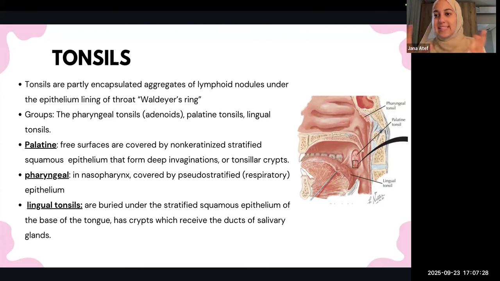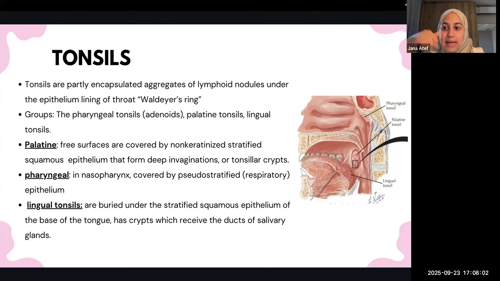So basically know that tonsils are not going to be found in your fingers. Tonsils are only found at the entrance of your throat, in the epithelial lining of your throat. Right underneath the epithelial lining are the tonsils, and the area itself is called Waldeyer's ring. Just know that. Waldeyer's ring is an area at the entrance of your throat that contains the tonsils. So what are the tonsils? There are three main groups that you need to know: palatine tonsils, pharyngeal tonsils, and lingual tonsils. They're very easy to know from their names.